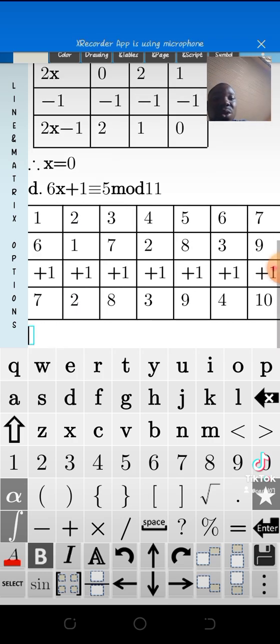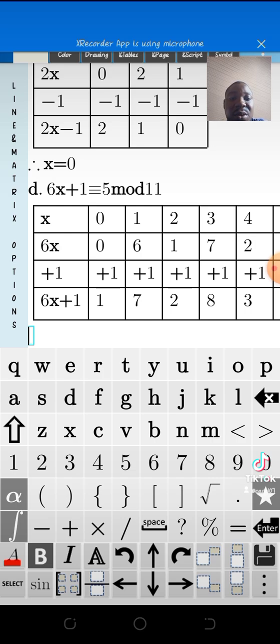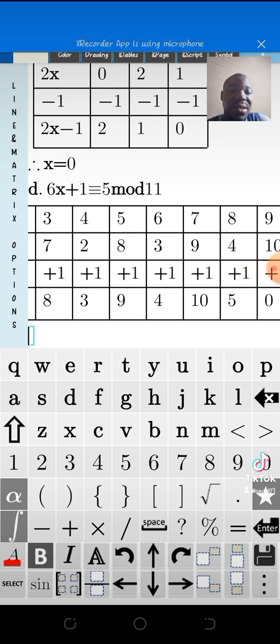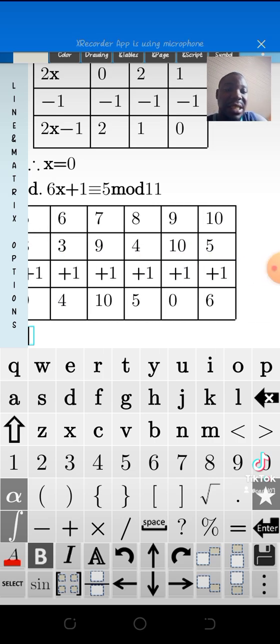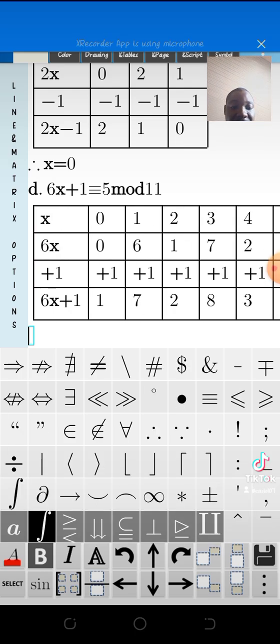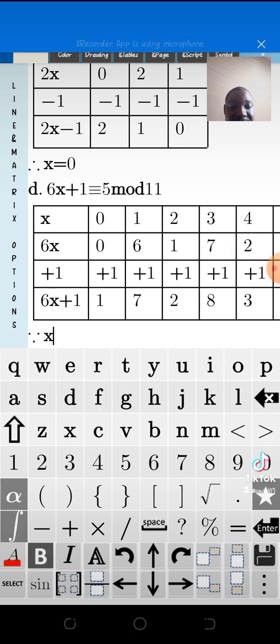Is that okay? So looking at the table now, you see 6x plus 1 is equivalent to 5, let's trace where we have that. I think we just have 8. So from the table now, you can see therefore x equals 8. So that's basically how to solve linear equations in modular arithmetic.